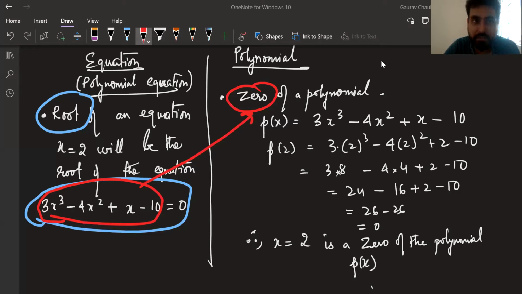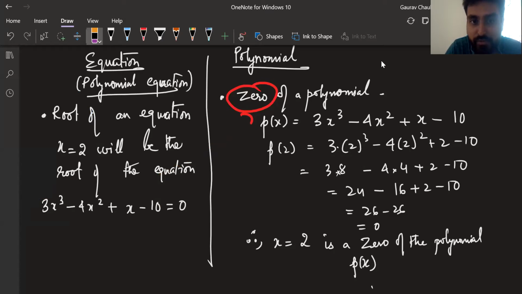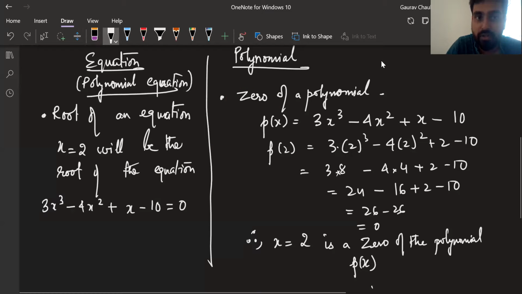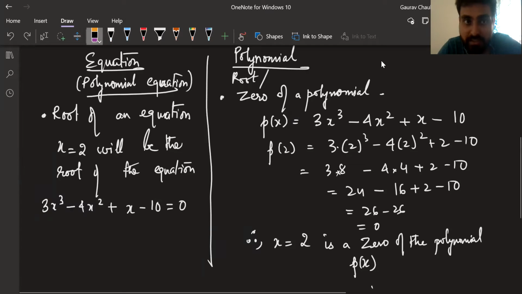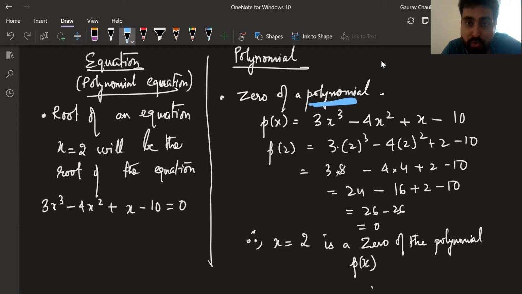Okay, Dikshit, let me tell you. Previously I told you that you can use the word root or the word 0 in a polynomial. But now what I'm telling you is you cannot use the word root in a polynomial. Root you are using in an equation. Okay, Dikshit, that's all.